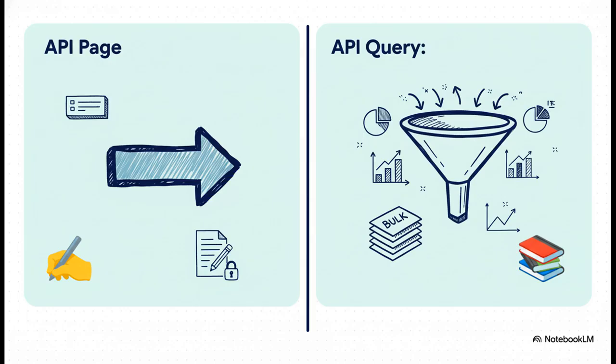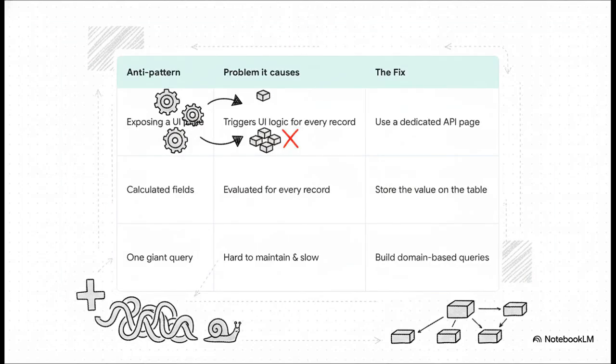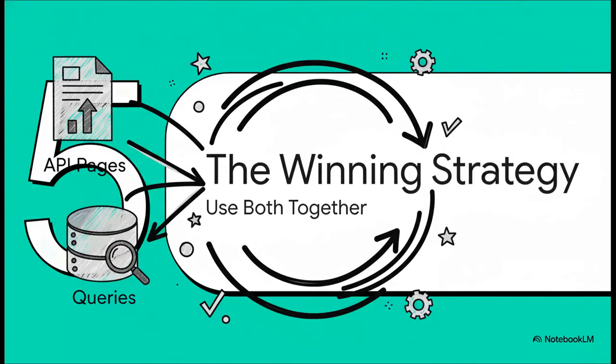Simple as that. And you really want to be careful to avoid these common performance traps. A pattern that seems totally harmless during development, like adding a calculated field to an API page, can cause serious performance problems under a real production load. Why? Because it has to evaluate that logic for every single record it returns. So what's the ultimate takeaway here? Well, the best designed, most performant integrations don't actually choose one over the other. They use both, each one for the specific purpose it was designed for.